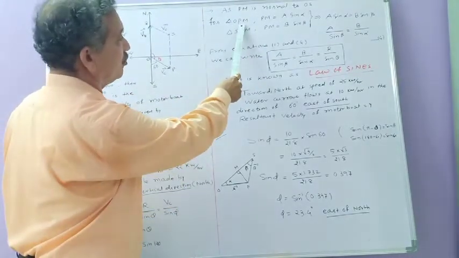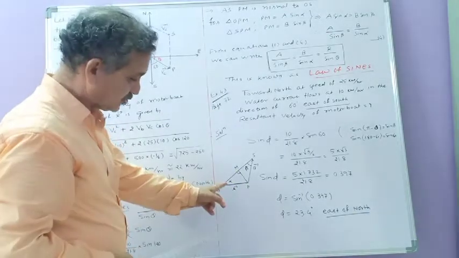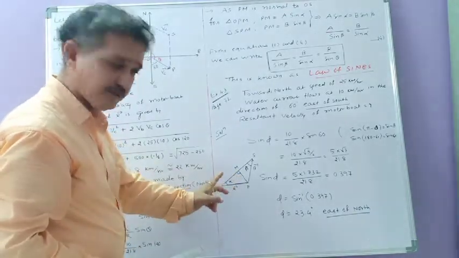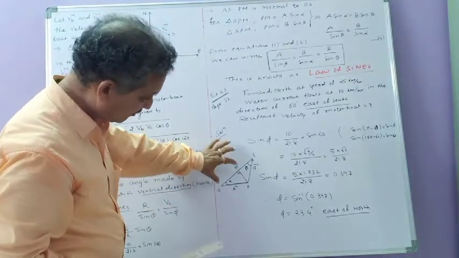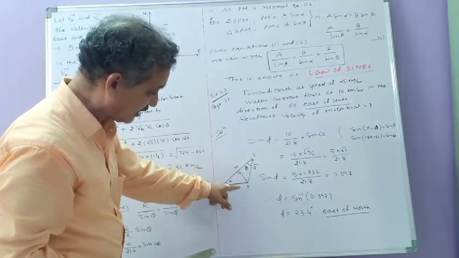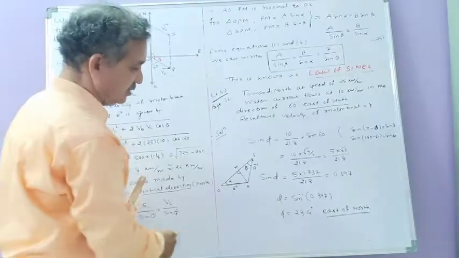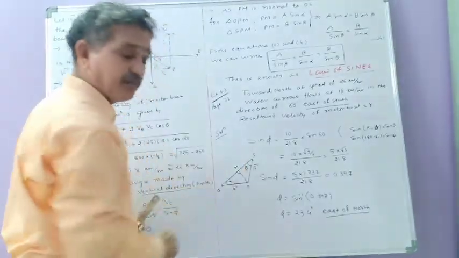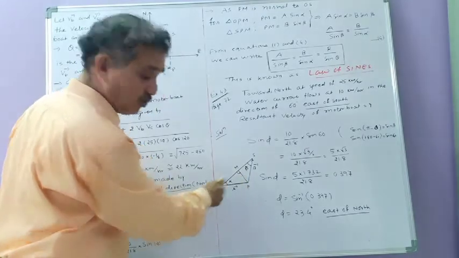For triangle OPM, what is PM? PM is again opposite to the angle alpha. This angle is 90 degrees, so opposite to the 90 degrees will be the hypotenuse. So OP will be the hypotenuse, and here PS will be the hypotenuse. So here you can write, PM is equal to what?